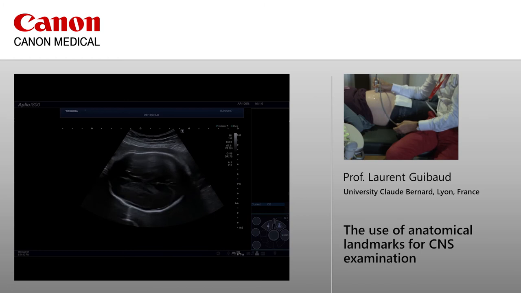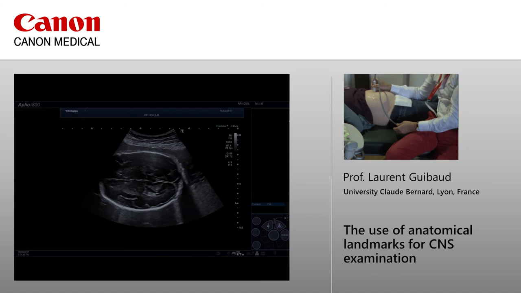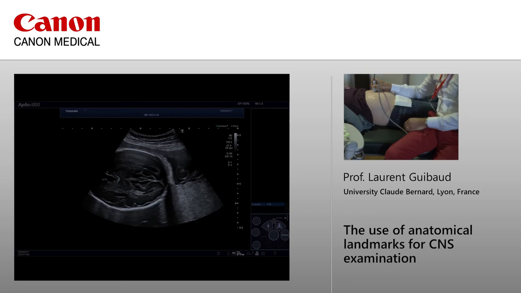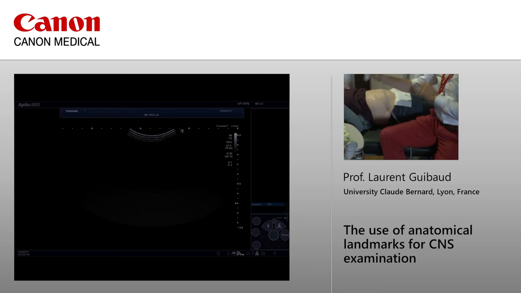No question. Dr. Guibaud? Yes? Could you please show us how you can measure the posterior fossa landmarks in sagittal plane in the suspicion of Blake's pouch?